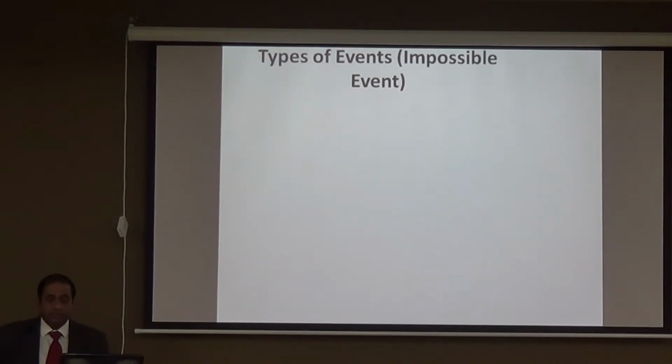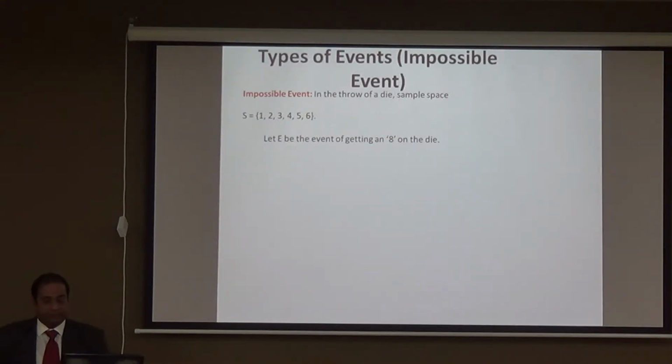Next possibility is impossible events, when we throw a die and nothing happens. For example, in a throw of a die, the sample space is {1, 2, 3, 4, 5 and 6}. Let E be the event of getting an 8 on the die. Clearly, no outcome can be the number 8 because we know that the faces are 1 to 6 only. So E is equal to the empty set, which is an impossible event.